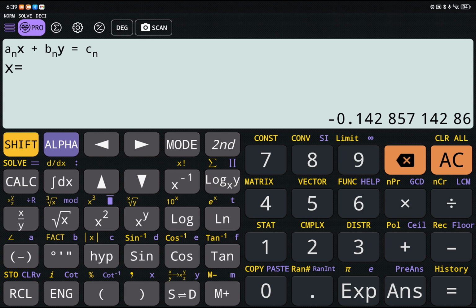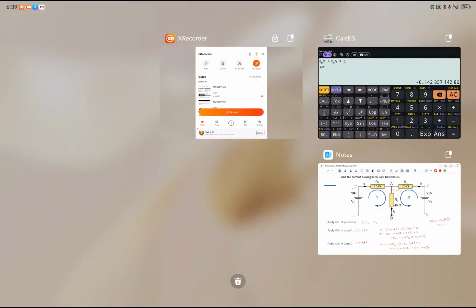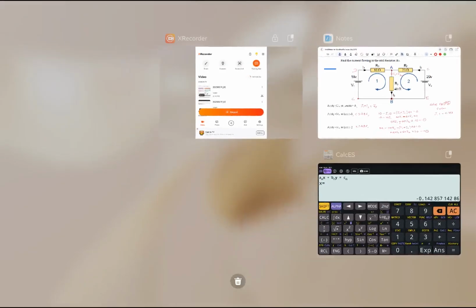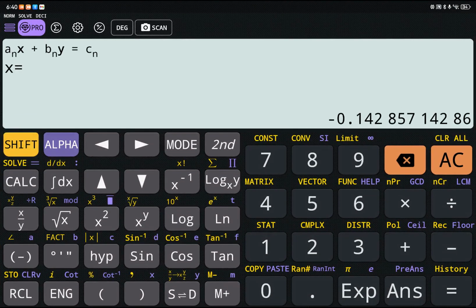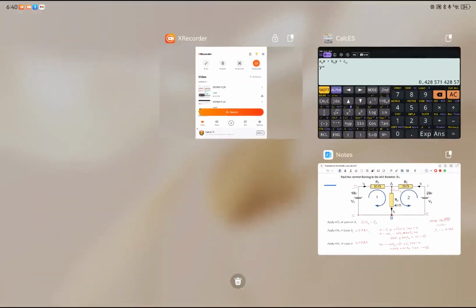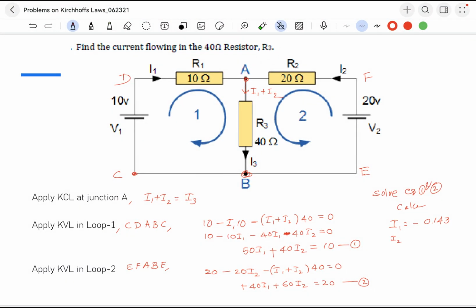Then let's find the first, I1 is negative 0.142. I got I1, the negative value, we got 0.142. We can take that, or we can take 0.143 also, because 8 is here. Let's see I2, the second value, 0.429. The I2 value is 0.429 ampere. That's it, we got the I1 and I2.